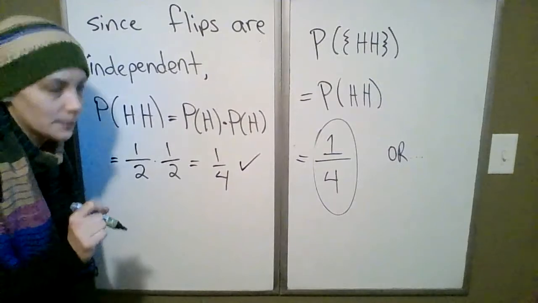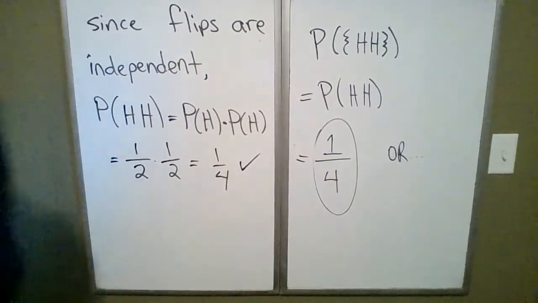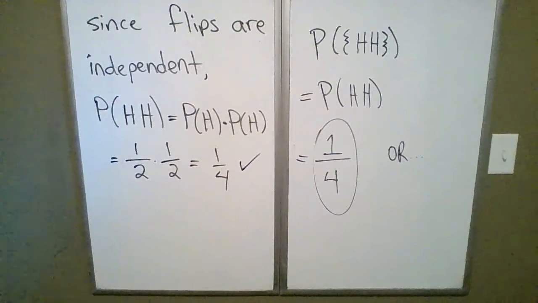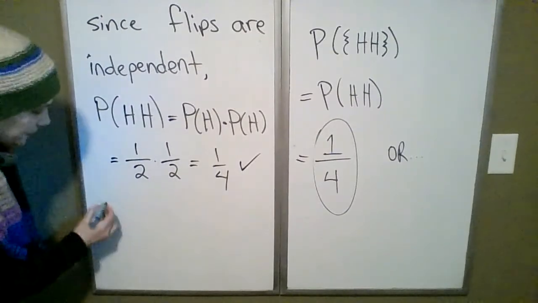Okay, let's make this tricky. We are going to flip a fair coin six times.